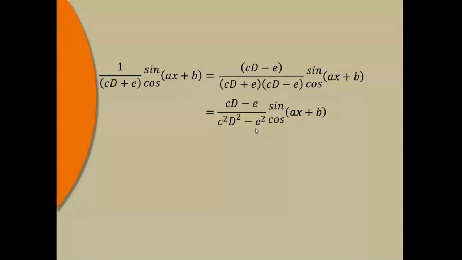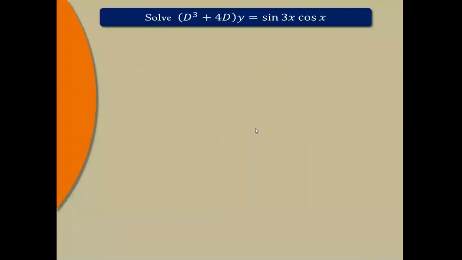Okay, now I'll take a problem and then we'll understand how to make use of these formulas to solve the problem. So consider the first problem. Solve d cube plus 4d y is equal to sine 3x into cos x. The solution will be of the type yc plus yp. For finding the yc, we have to consider the auxiliary equation, and that will be taking all these terms in the bracket and equating it to 0. That is nothing but the auxiliary equation: d cube plus 4d equal to 0.